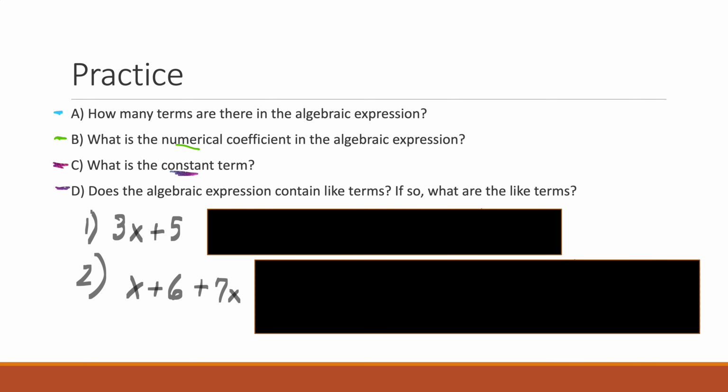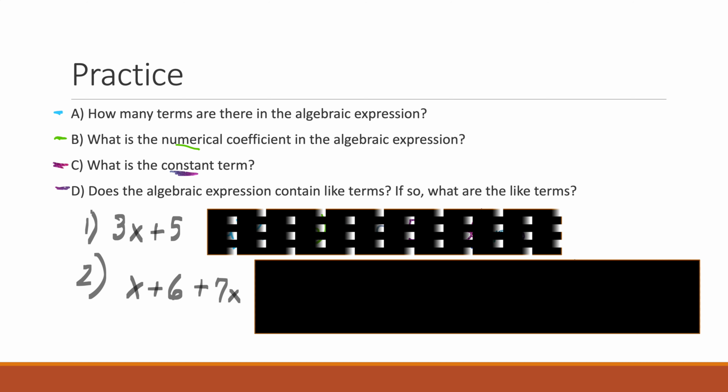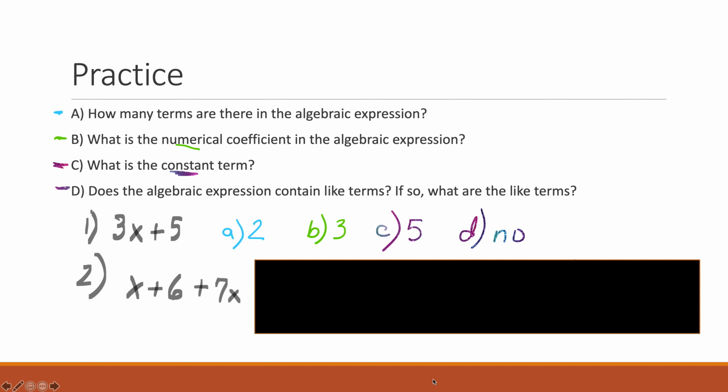Okay, let's do some practice here. How many terms are there in an algebraic expression? A term is a piece of the expression. Okay, what's the numerical coefficient? That means the number in front of the algebraic expression. What's the constant term? A constant term is a regular number. And does the algebraic expression contain like terms? Like terms are terms that are the same kind of term, like 5n and 8n. All of these terms are terms that you should be comfortable with from high school, so we're only reviewing them very quickly. Okay? So, the answer to part A.